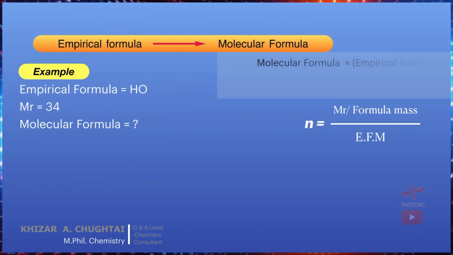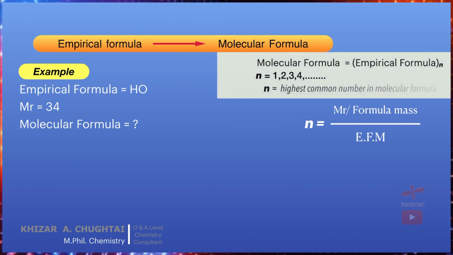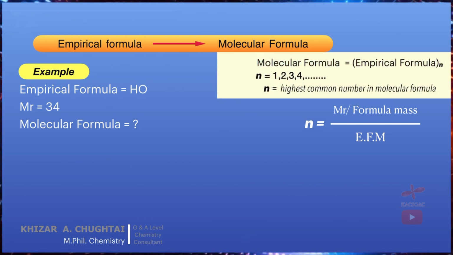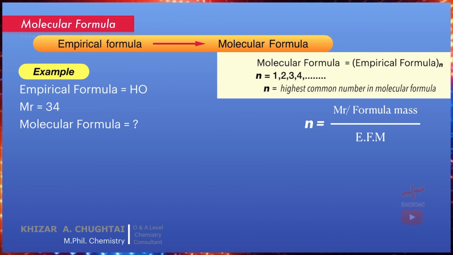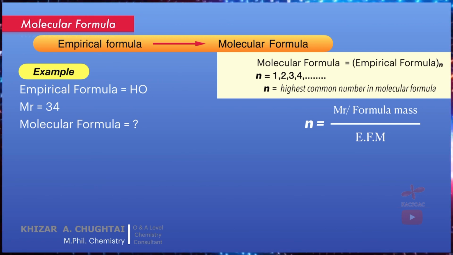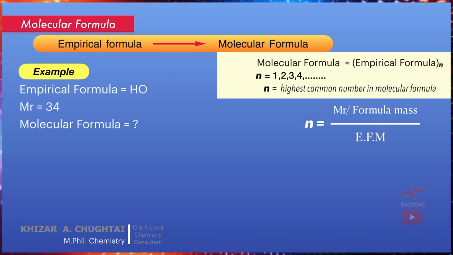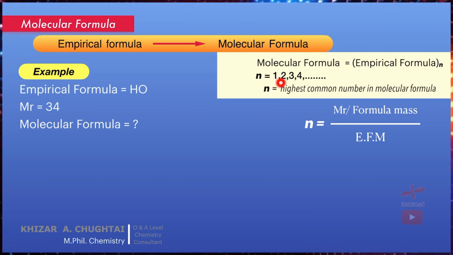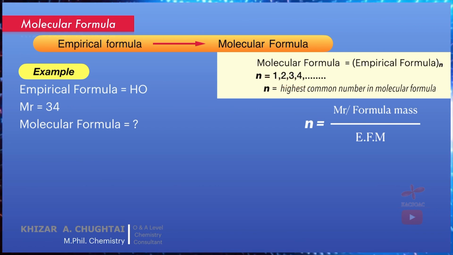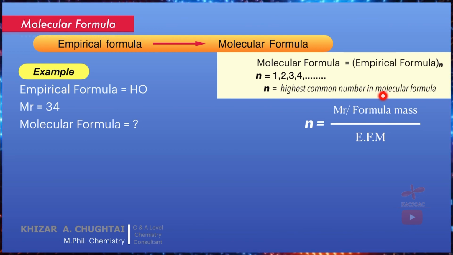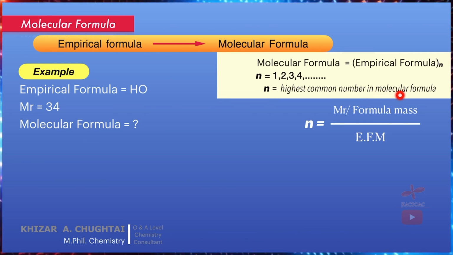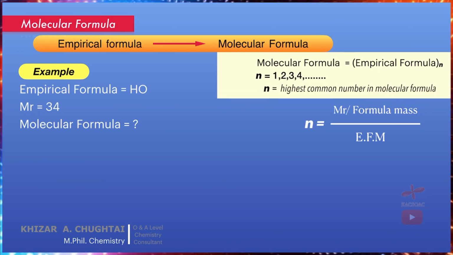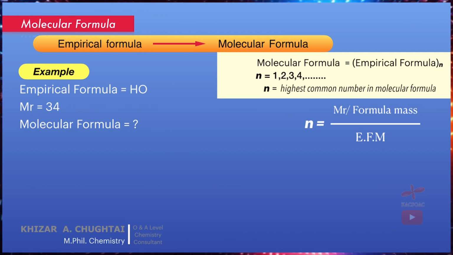How can we change the empirical formula into the molecular formula? Here you will have to remember a simple relationship. In this case, molecular formula is equal to empirical formula multiplied by N. N, as I have told you, is a common number of moles. It may be 1, 2, 3, 4, and so on. It is the highest common number of moles of the elements in the molecular formula.